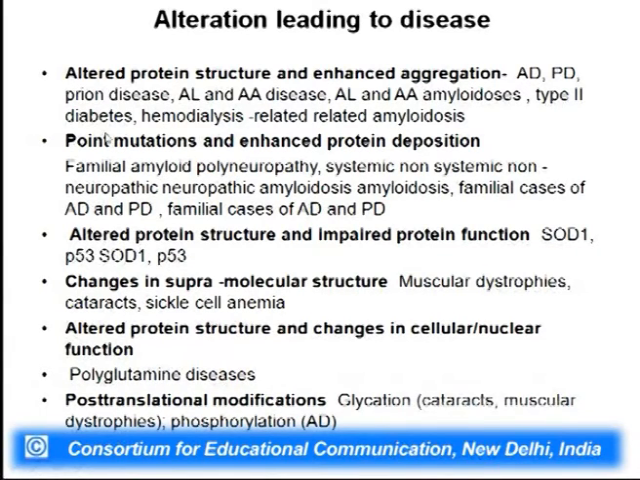Then certain mutations can cause misfolding and again they will cause aggregation. So, familial amyloid polyneuropathy, systemic and non-systemic neuropathic amyloidosis and cases of familial AD and PD. So, there are cases of Alzheimer's and Parkinson's which are early onset and can be genetic as well. The altered protein structure results in impaired function of the protein. A very important protein here is superoxide dismutase 1, and another important protein is our tumor suppressor protein.